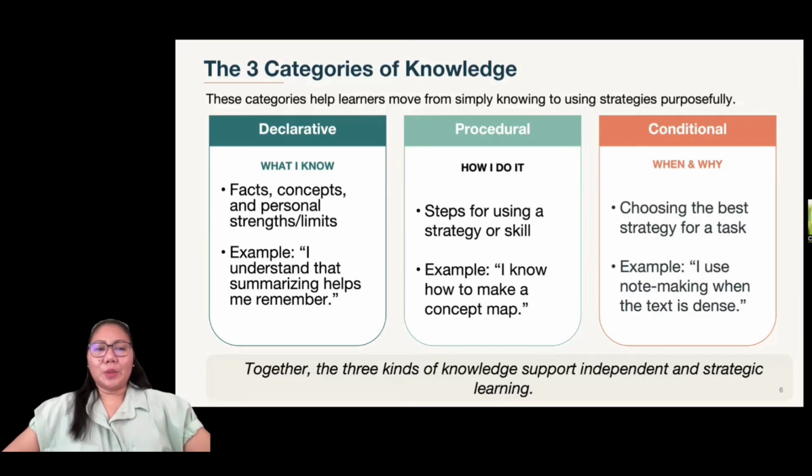Declarative: what I know, facts, concepts, and personal strengths or limits. Example: I understand that summarizing helps me remember. Procedural: how I do it. Steps for using a strategy or skill. Example: I know how to make a concept map. Conditional: when and why. Choosing the best strategy for a task. Example: I use note making when the text is dense. Together, the 3 kinds of knowledge support independent and strategic learning.